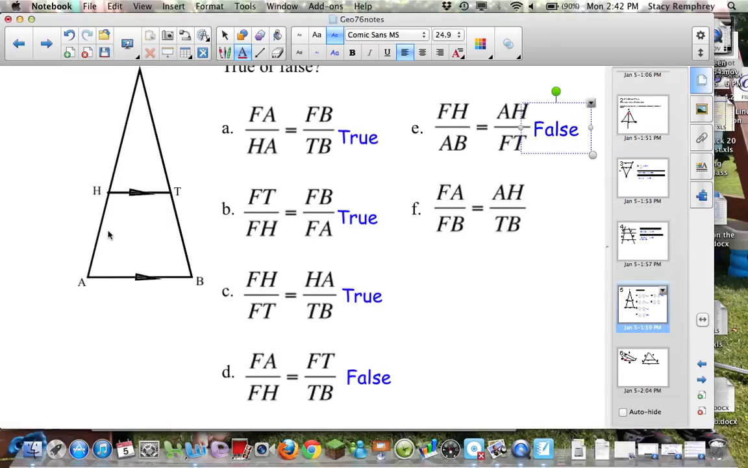H. Okay, FA over FB, AH over TB, that's true. And if you have questions on exactly why these work out, I can show you this. I'm not going to go into all those. If you follow what I talked about, making sure your one proportion is talking about the same thing on the other side, you're good. But if you have a question, you can write that in your notes and you can ask me tomorrow in class.